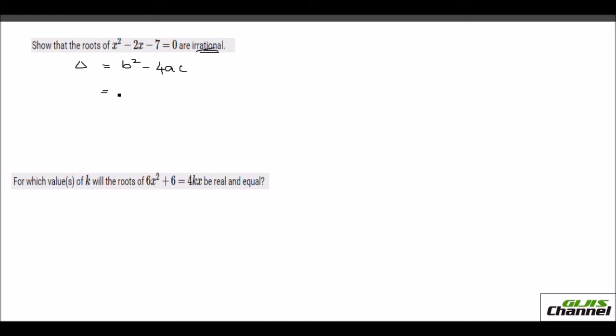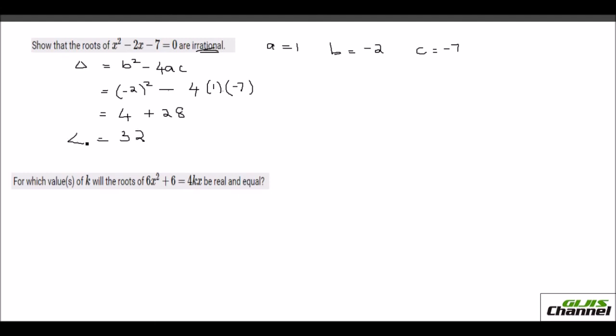So here your a is 1. Your b, first write down this so that you're not confused, your b is negative 2, the coefficient of x, along with the sign, and c is the constant number, which is minus 7. So here b square would be negative 2 the whole square minus 4 times a is 1 times c is negative 7. So this becomes 4, and this minus and minus sign together becomes plus 28, right? So that is 32.